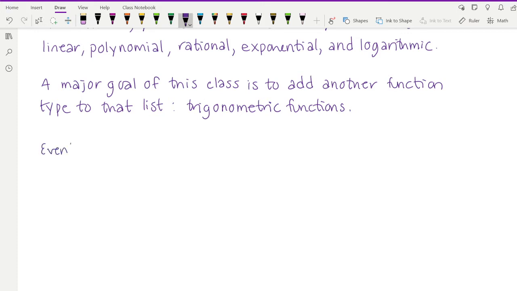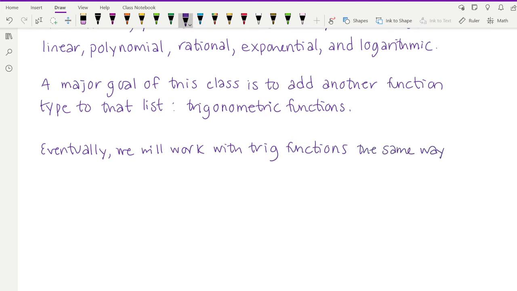So eventually, we will work with trig functions. And I'm going to abbreviate. So oftentimes trig is used as an abbreviation for trigonometric or trigonometry. And by the way, I know I still haven't told you what trig functions are, so don't worry, we will definitely get there. But eventually we will work with trig functions the same way you have worked with other types of functions.